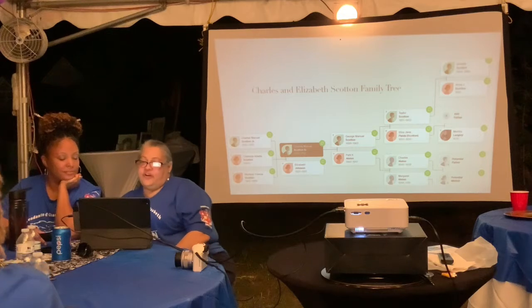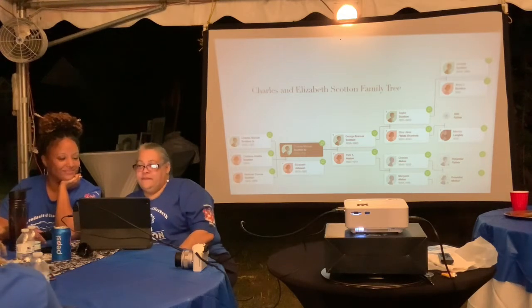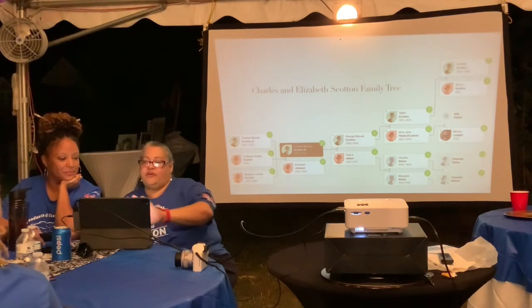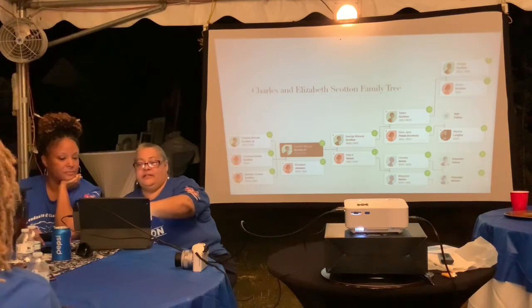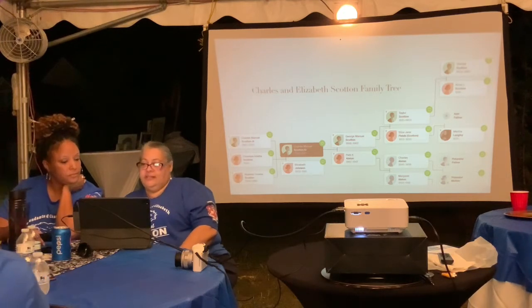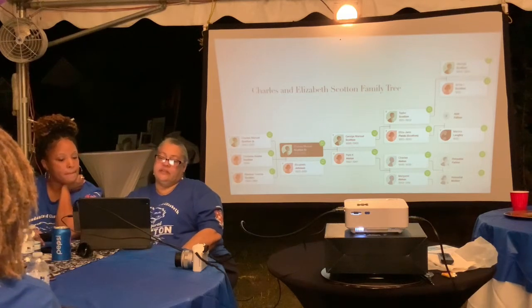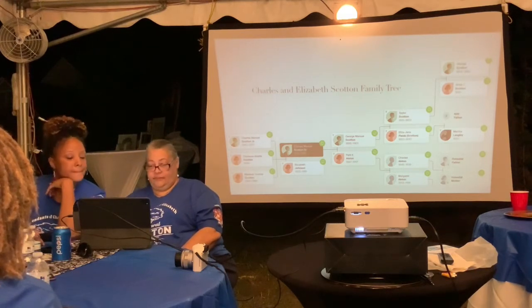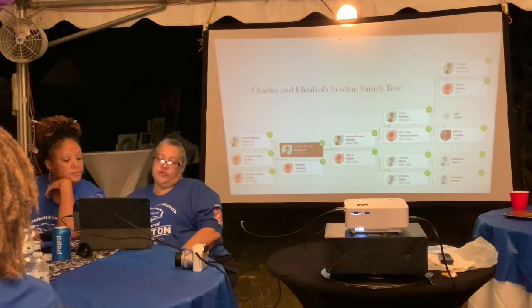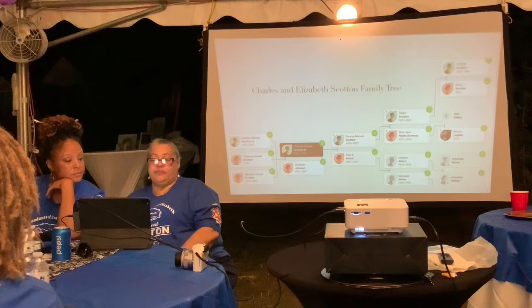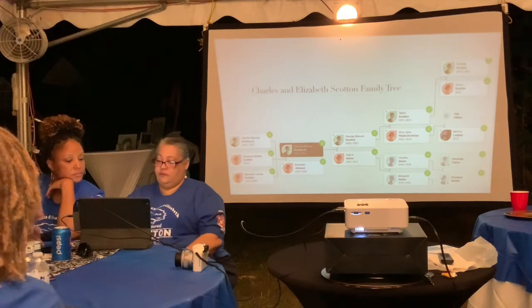Okay, moving on. Charles and Elizabeth Scotton's family tree. As you can see, we started off with George and Anna in the 1800s, and Elizabeth Jane's mom. We moved down to Taylor and Elizabeth and Eliza Jane. Then we go to George, Manuel, Patti Kay, Charles Manuel, Elizabeth, and then their 3 children.